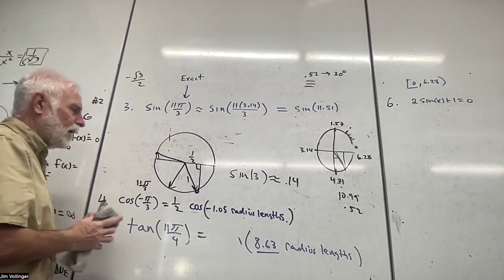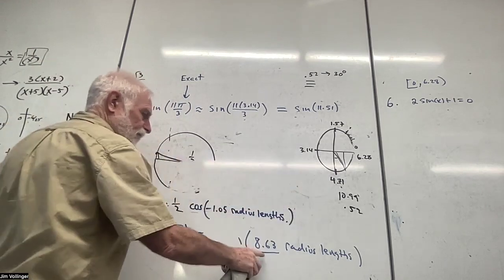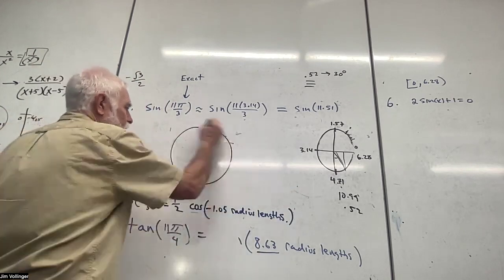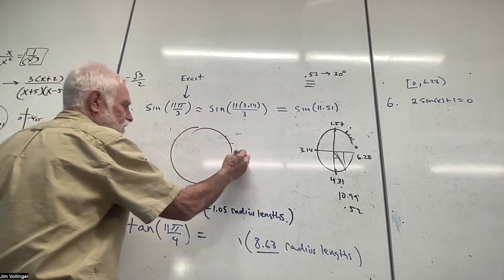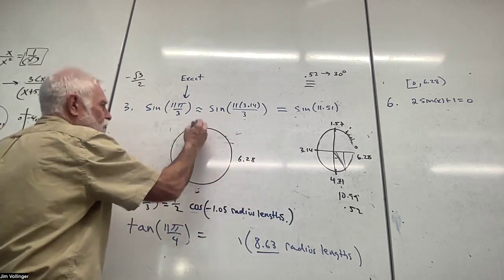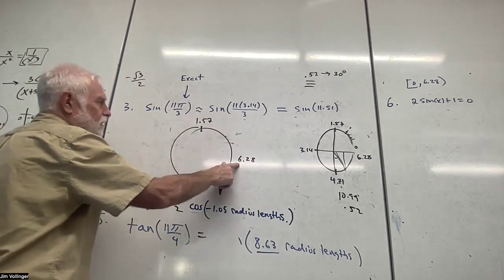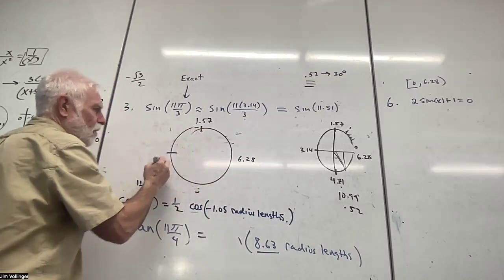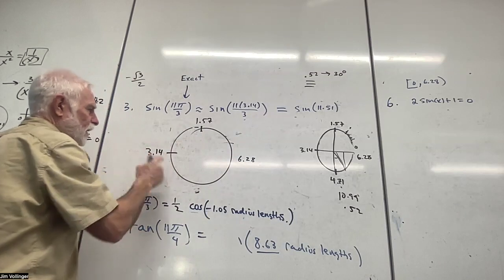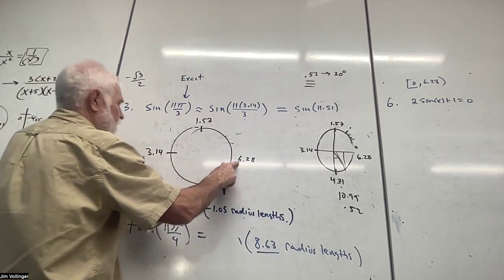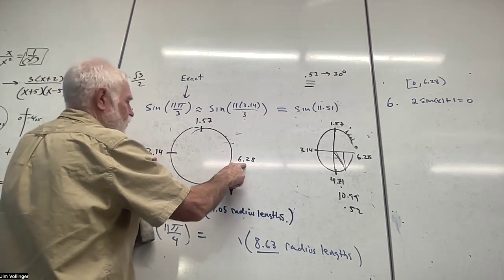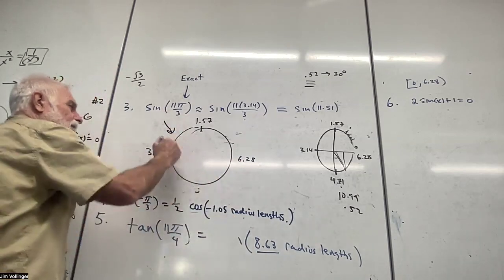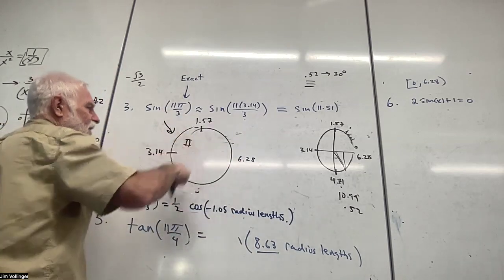All right, tan of 11 pi over 4. 11 pi over 4 is about 8.63 radius lengths. So where is that? Where's 8.63? Well, this is 6.28. I know this one here is 1.57. So 6 and 1, 7. So I'm a little more than that. I know 3.14 is here. If I add 3.14 to 6.28, I'm at 9.42. That's too far. So I'm somewhere in the second quadrant, but going around that many times.